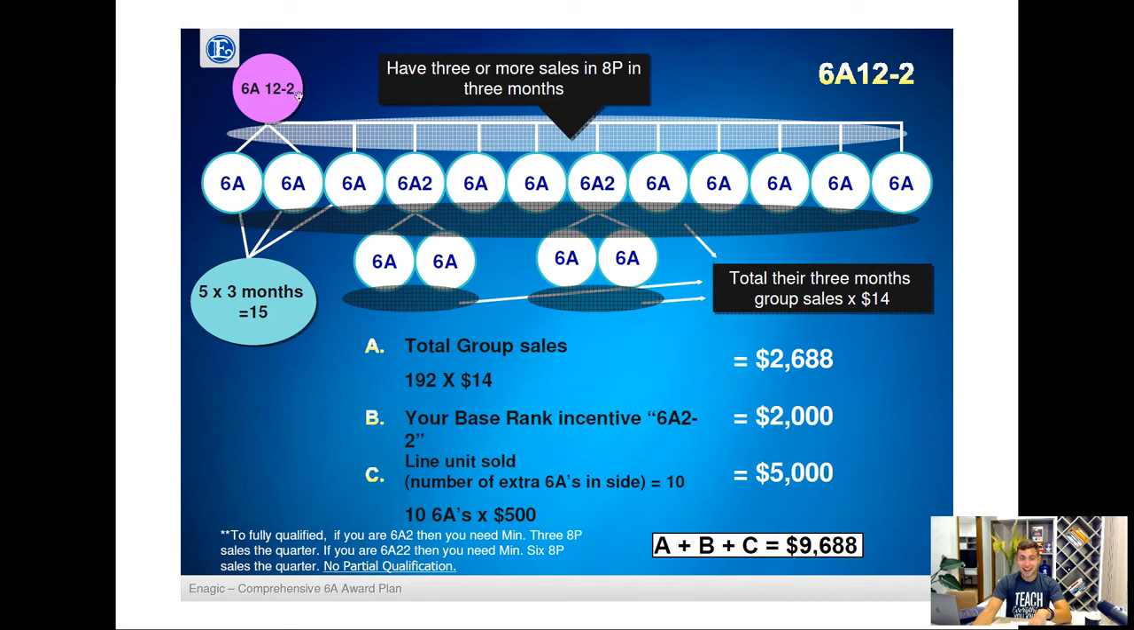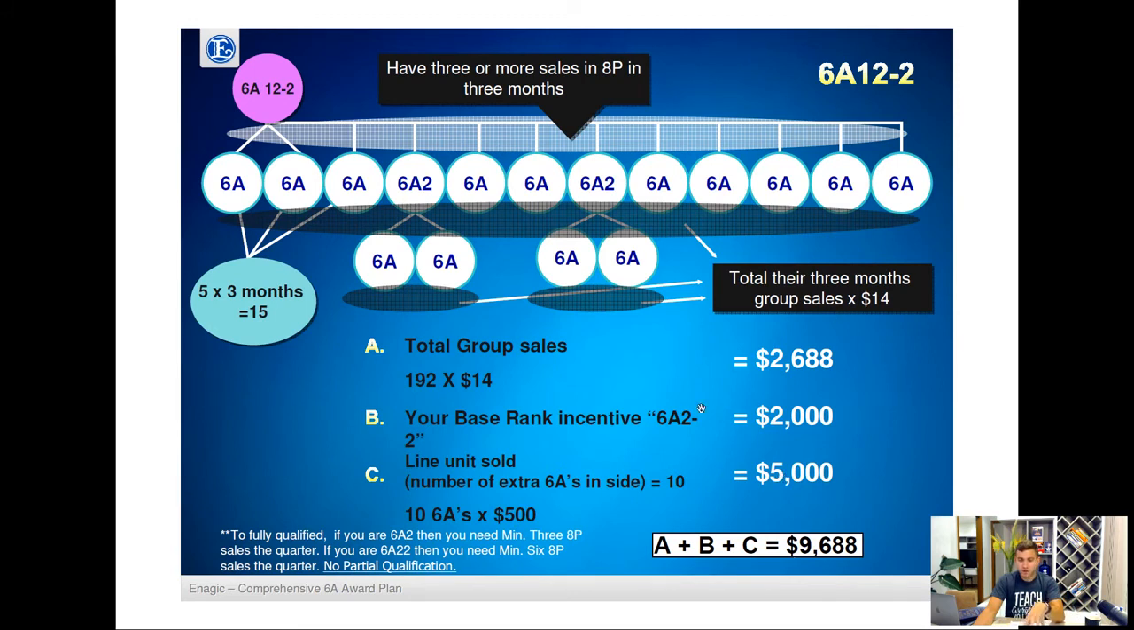Again, you're at -2 level. That means you automatically receive that $2,000 bonus, right? It's your base rank incentive, okay? $2,000 bucks. But then if you're a 6A12-2, you could be a 6A2-2, and you would get $0 extra for these additional front line, right? This is your front line right here. These 12 6As is considered your front line. So you only need 2. You have 10 extras. 10 6As times $500, and it's always $500, okay, is 5,000 bucks.